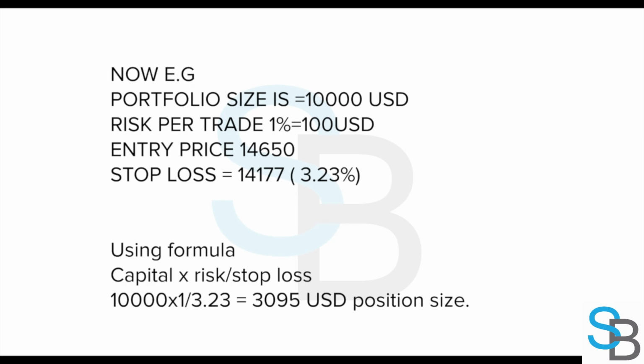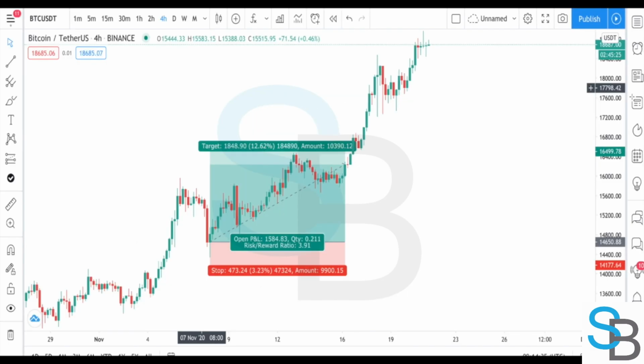Let me share the chart with you. This is the Bitcoin and the US dollar 4-hour chart. I have taken the long position tool from the toolbox. My entry is $14,650 and my stop loss is $14,177. No need to calculate your stop loss percentage. Just simply go over here, take the long position tool, decide your entry price and your stop loss price, and you will have this. See, this is our stop loss now, 3.23% down.